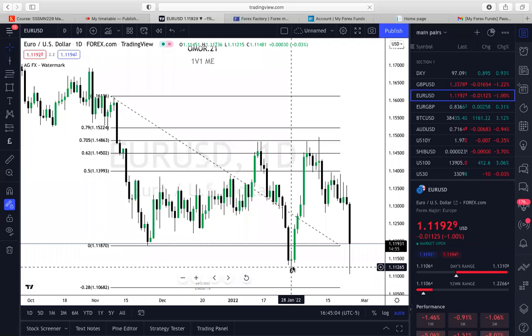The rest of the mentorship is going to go over where to buy intraday, and methods used to get closer to the high of the day and the low of the day, and just how to trade better in a nutshell.